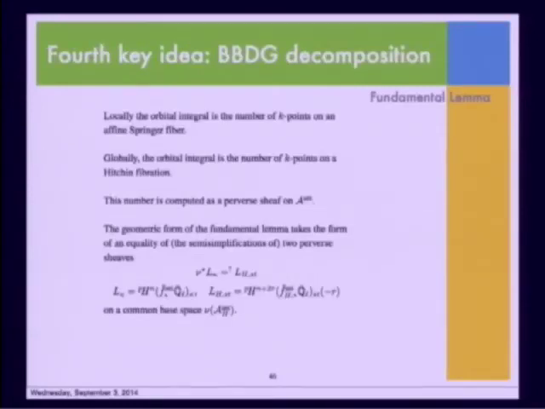But to justify the calculation, the BBDG decomposition is required, and this is also related to the purity results that I stated. Globally, the orbital integrals are given by the number of points on the Hitchin fibration. This number is computed as a perverse sheaf, and the geometric form of the fundamental lemma becomes an equality of the semi-simplification of two different perverse sheaves. And they have a common base space.